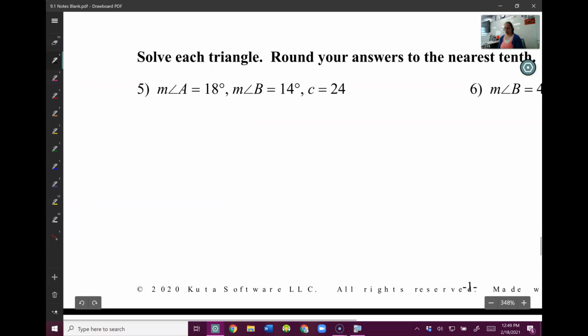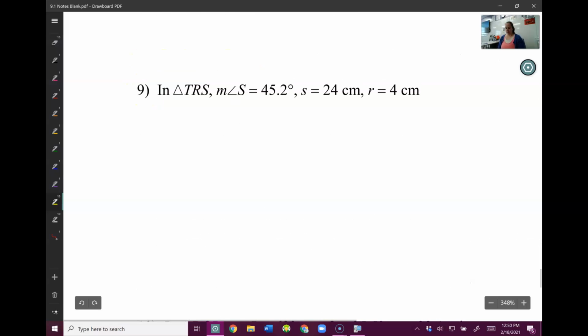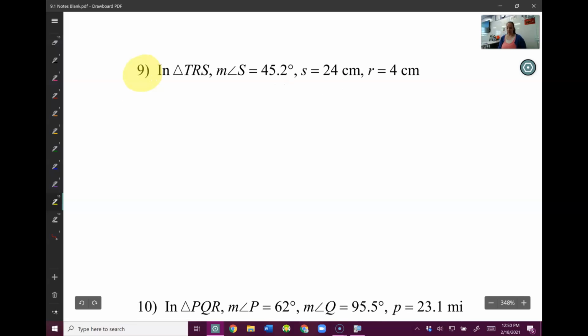Then you have number 5, which you will need to draw out. And then this one is solve the whole triangle. So you'll solve for everything in the triangle. And then number 9, which same thing, draw the triangle out and then solve for the whole triangle. So everything that's missing. So that should be it. You should be able to get started on your homework now.